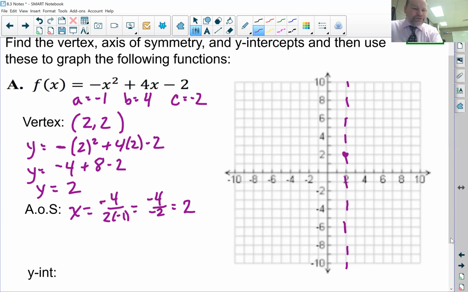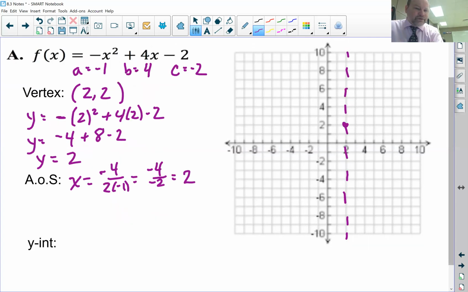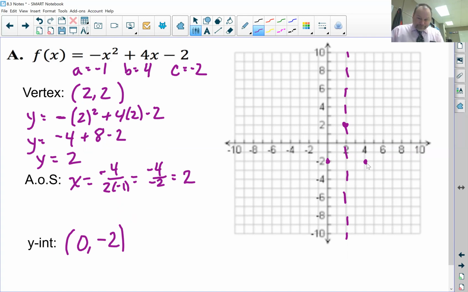My y-intercept is 0, C. In this case, C is -2. So we're going to have that point. And because of the symmetry, we would have that same y value on the opposite side of the axis of symmetry. So it's 2 away from the axis of symmetry on the left. So we go 2 away on the right.